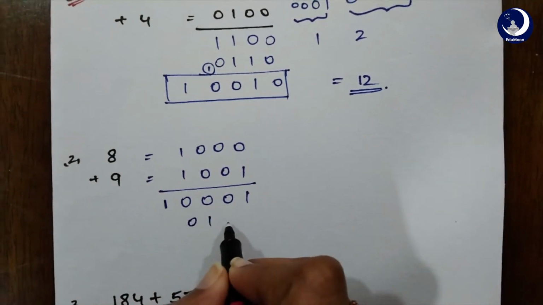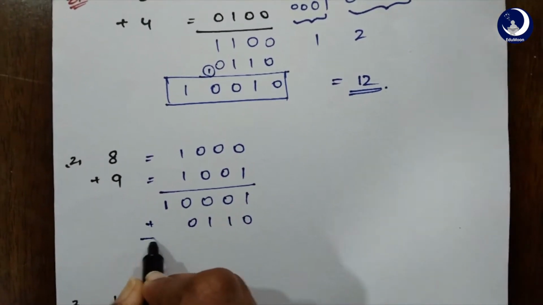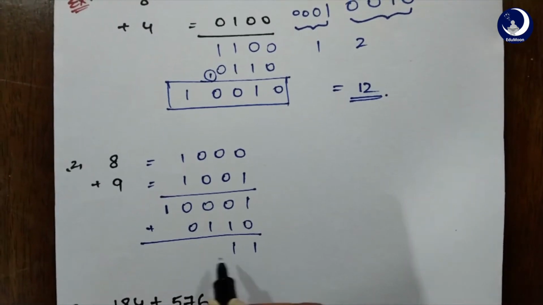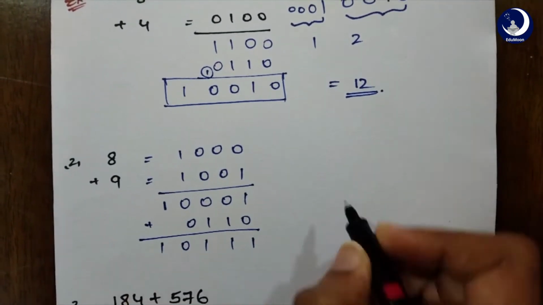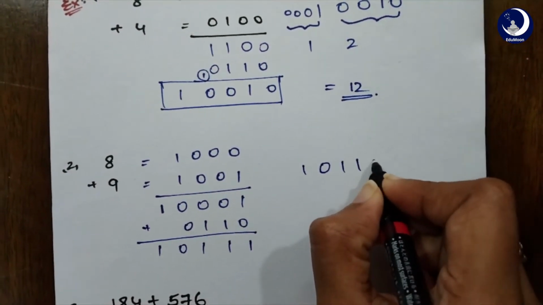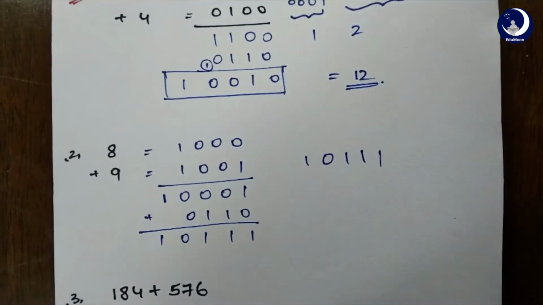So 0, 1, 1 and 0. We'll just add these two. So it will be 1, 1, 1, 0 and a 1. Now this is 1, 0, 1, 1, 1. Now we need to separate them in sets of 4 bits.